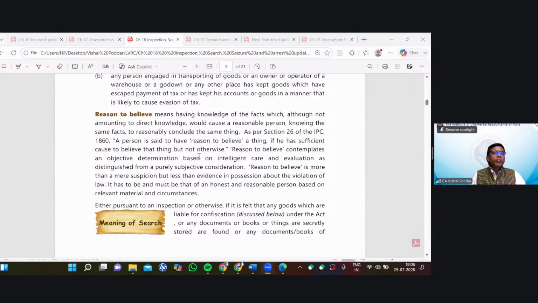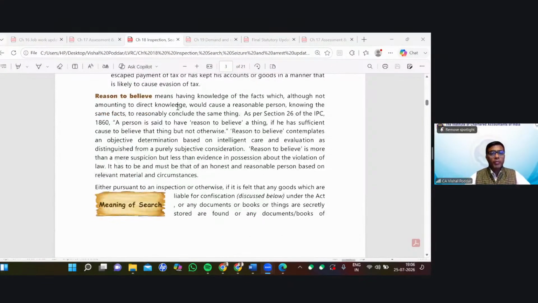Now, this reason to believe, students, is a very crucial and a very special concept, and it is common in all the taxation laws wherever such strict actions are provided in the law. So wherever the law provides for strict action, this particular basic requirement is there. What is the requirement?